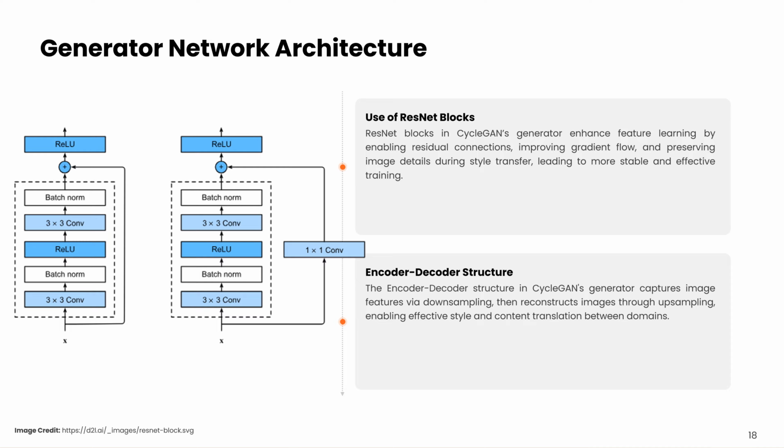In practice, you'll see downsampling in the encoder to capture salient features and upsampling in the decoder to reconstruct the image at the target resolution. This encoder-decoder pairing, augmented by skip-like paths through the residual blocks, helps the model separate content, shapes and layout, from style, color and texture, which is crucial for meaningful style transfer without paired data.